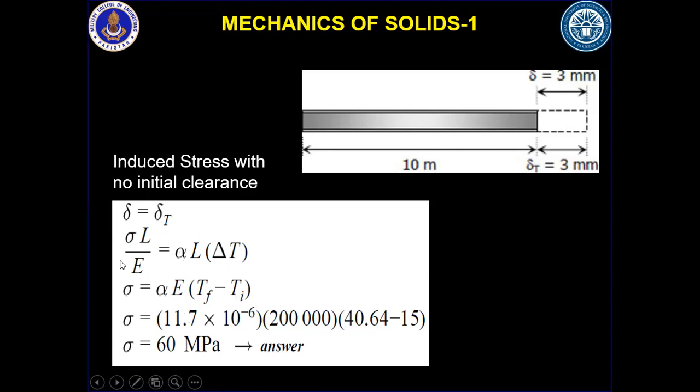Now it is simple. We just multiply the other side with E and cancel out the L on both the sides. So sigma is equal to alpha E (TF minus TI). Now alpha is how much? This much. E is how much? This much. TF minus TI.